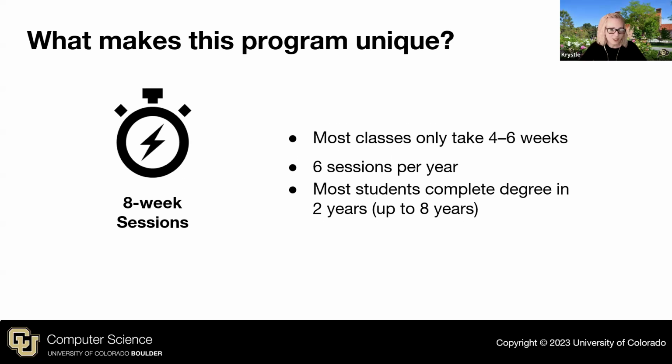This program has shorter classes and a flexible pace. In a traditional program, there are normally 3 semesters per year, including summer, and each semester is about 16 weeks long. In this program, we run 6 sessions per year, and each session is only 8 weeks long. Most students take 1 to 2 classes per session and don't need all 8 weeks to complete a course. It usually takes about 4 to 6 weeks to complete a course, and this program is self-paced, so you can go faster or slower if you want.